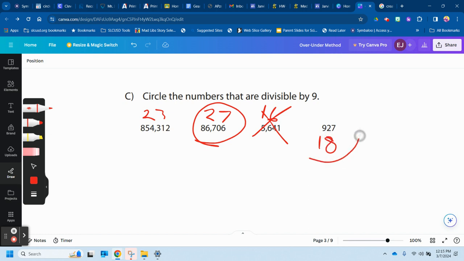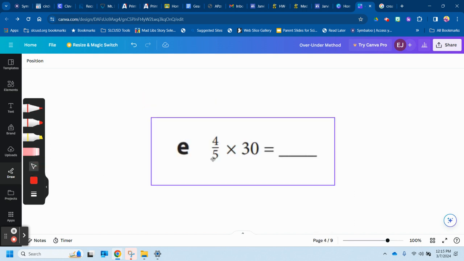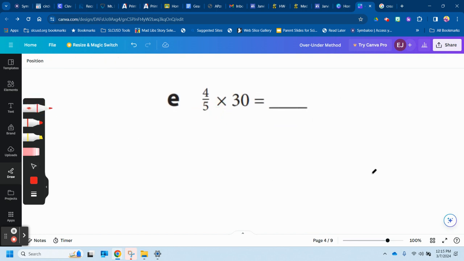18 is divisible by 9, so you'd circle that one. Let's move on to our actual homework now. Okay, so the actual homework, most of it is review. They're asking, I feel like we've done this a lot. If we need more practice, we'll take it.